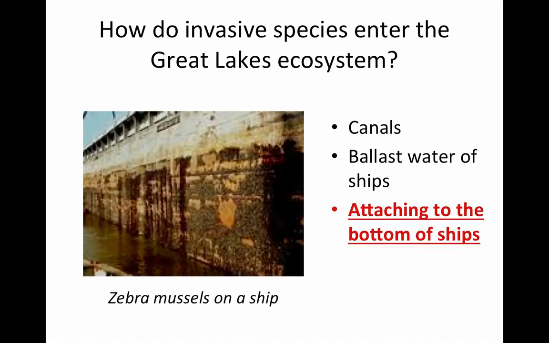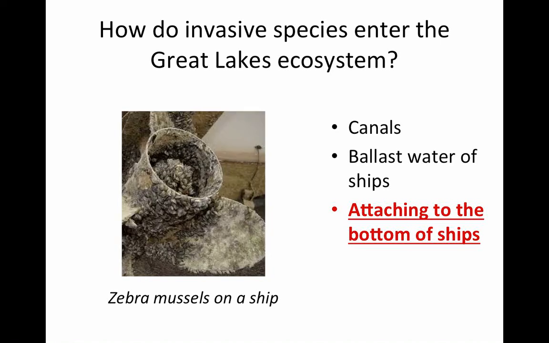A third way is that invasive species can attach to the bottom of ships. This picture shows you zebra mussels on a ship. Here's another picture. Zebra mussels are tiny little creatures inside these shells. To travel, they latch onto the ship, and then they go with it wherever it's going. When it arrives, the zebra mussels detach and are now living in a new environment, a new ecosystem.